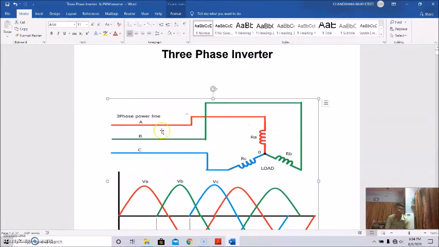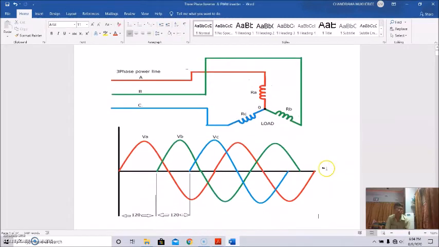So this is actually the three-phase power supply. This is the resistive load. A, B, C are the three phases given to the resistive load. So this is RA, this is RB, and this is RC. This is actually the waveforms of the three phases. This is the R phase, VA, that is A phase. This is B phase, VB, and this is C phase, VC, and all are 120 degrees apart in phase difference, from A to B, B to C.